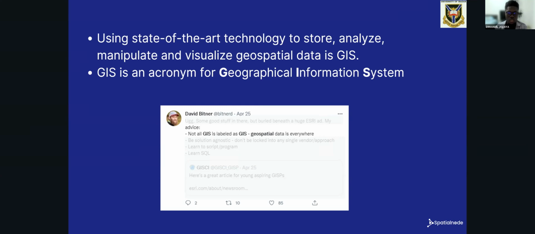GIS is an acronym for Geographic Information System. This is a tweet I saw on Twitter that not all GIS is labeled as GIS, but geospatial data is everywhere. And that's very true. Many of us might even have it in our organization, but we are not aware of it. In fact, some of us might already be doing GIS without being aware of it. When you have data that has X and Y, long and lat, you already have geospatial data, and you can do a lot with that dataset.